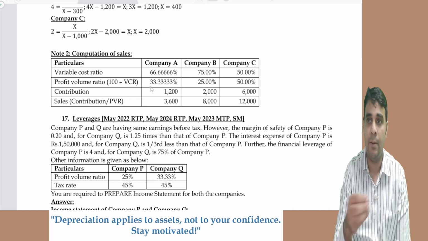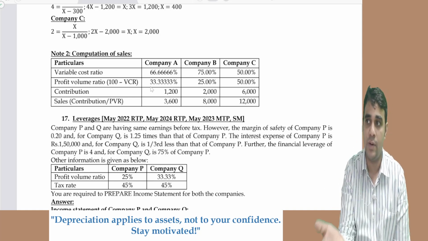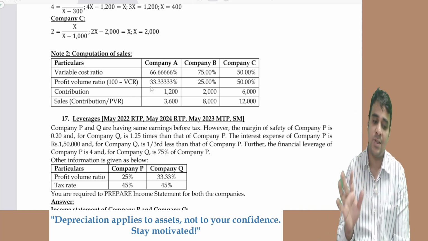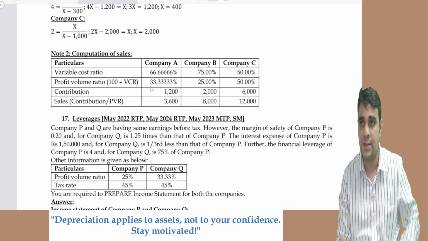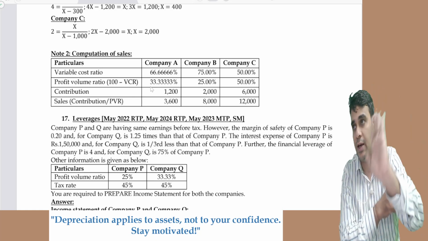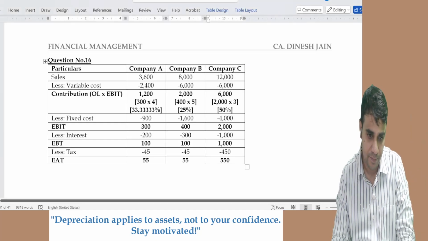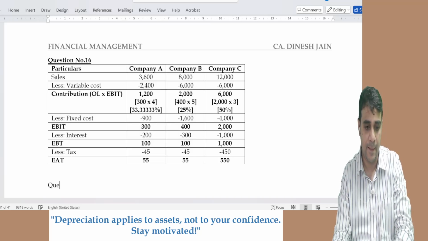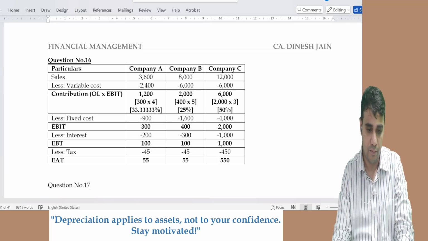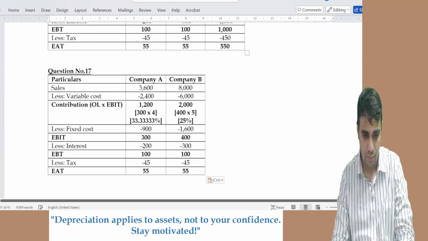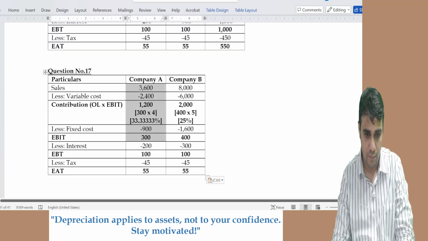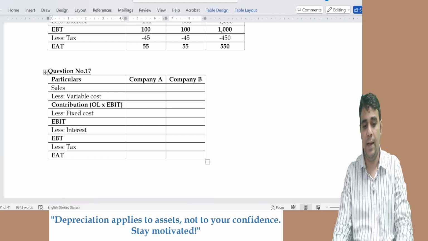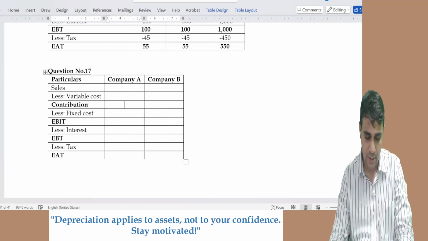See, last question gave all the number. Here they are saying this is so much more, so much less. You have to do the numbers. Same requirement. Interest is given. I have to prepare income statement. Tax rate is given. PVR is given. Last question gave VCR. This question gave PVR. Let's put the income statement. Particulars, company A and company B. Write the format.